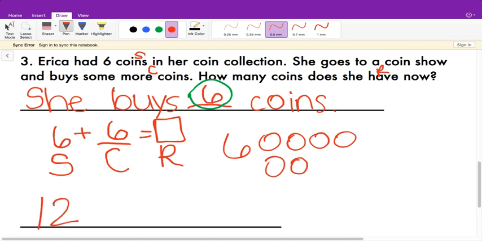And I'm going to go back to the picture or the problem to see what my label is. How many coins? So I know for my label I need to write coins. So my answer is 12 coins, but your answer might be different depending on what number you've put here into your sentence. So maybe you can tell me tomorrow, what number did you use for your change?